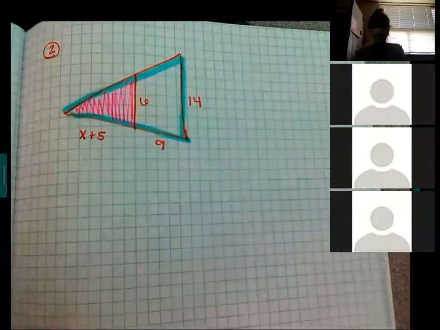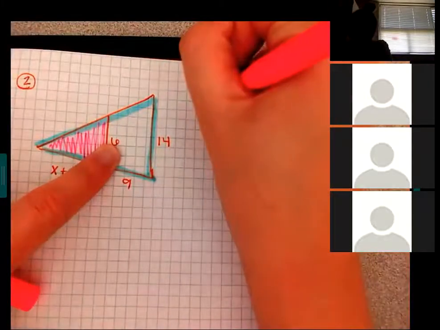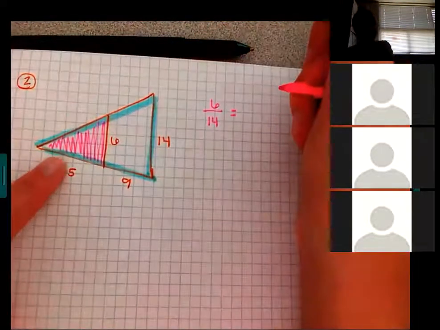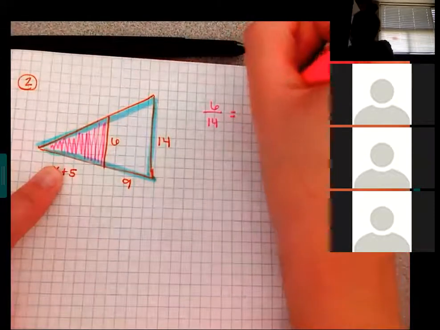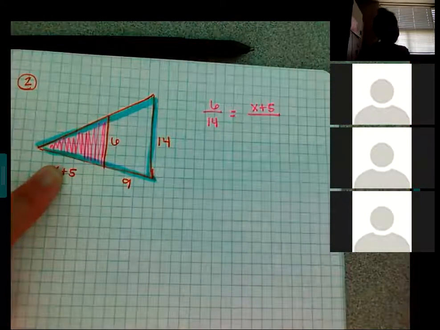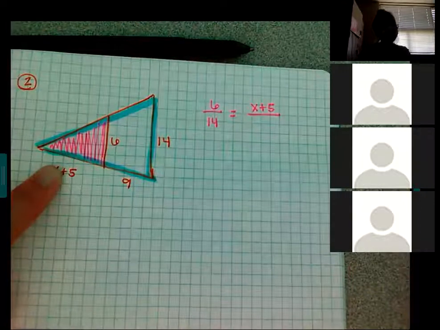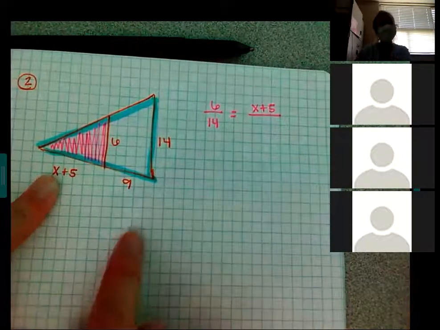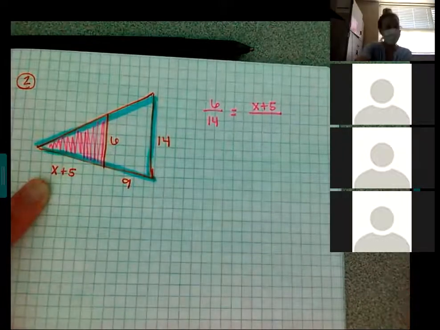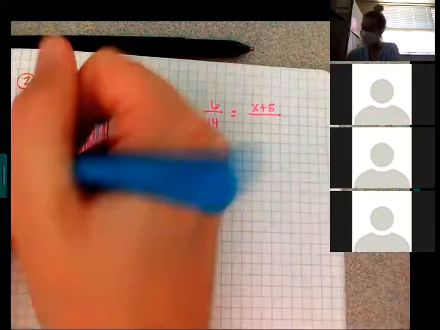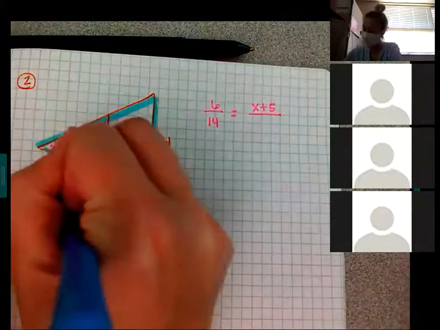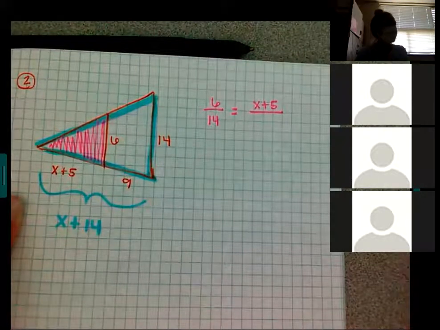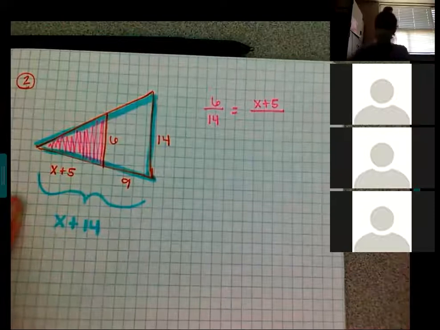So let's talk about it. For the little pink one, we know 6 corresponds to what side on the big one? 14, very good. And then we also know the little pink one, x plus 5, is the other side, correct? So this is where y'all struggle on this one. What is this entire side for the blue one? Okay, yep, maybe y'all aren't struggling. Look at y'all, smarty pants. The entire side would just be x plus 14, right? Because 5 plus 9. Y'all go with that? So that's what goes in the denominator of your proportion.